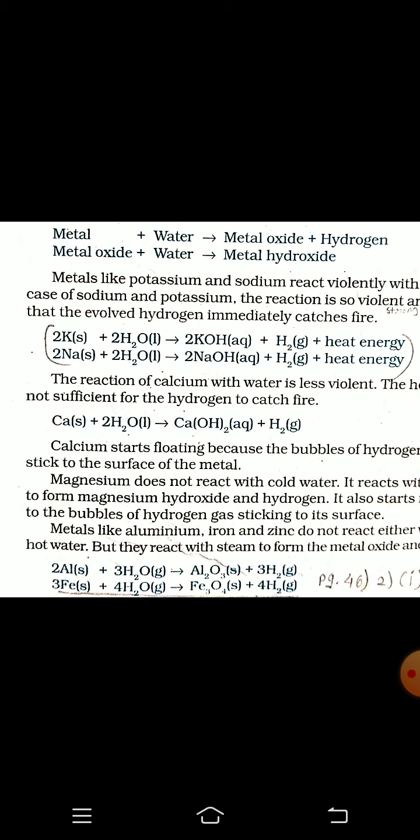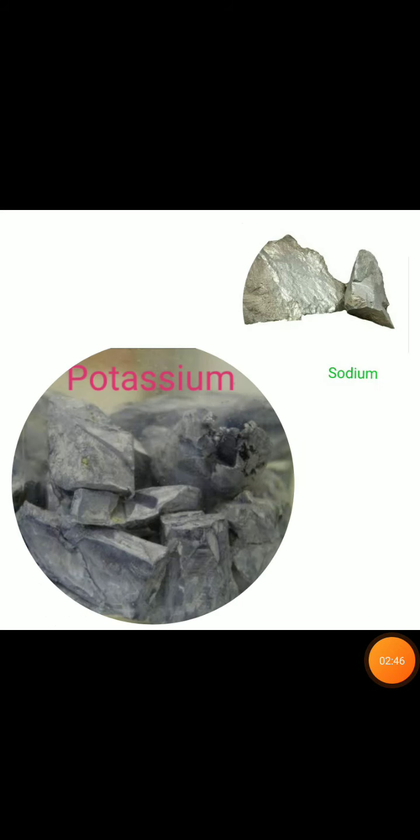Now further, what happens? The metal oxide which is produced from metal and water will react with water and form metal hydroxide. So these two are general common equations which you need to remember. Very easy. First, metal reacts with water and forms metal oxide and hydrogen. That metal oxide reacts with water and further forms metal hydroxide. Let us take examples and learn it.